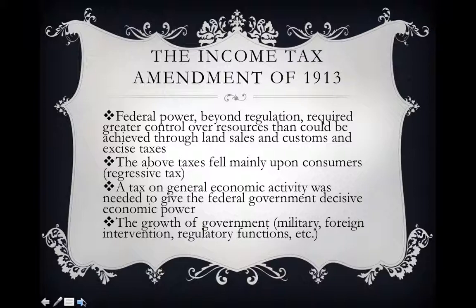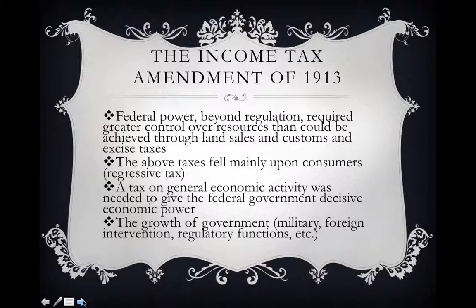So we'll talk about some of the issues that are related to why the income tax amendment was necessary. All right, if you understand that the federal government needs resources in order to operate. So whether it's controlling resources or whether it's through taxes, the government needs resources in order to operate, whether it needs revenue. So previously, this was achieved through land sales, customs and excise taxes were the main vehicle for revenues for the federal government.